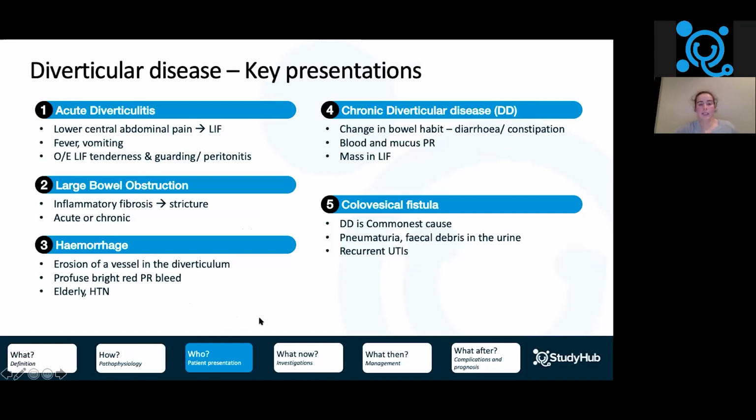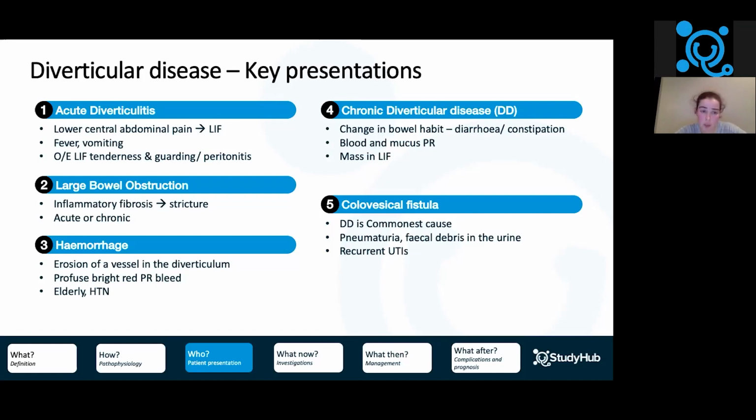So diverticular disease has several key presentations. The one I'm going to focus on is acute diverticulitis. This is where patients will present with a lower central abdominal pain, and usually most of the pain's in the left iliac fossa. Sometimes they can be quite unwell with fever and vomiting, and on examination they may be peritonitic in the left iliac fossa. And if this progresses, it can lead to a perforation.